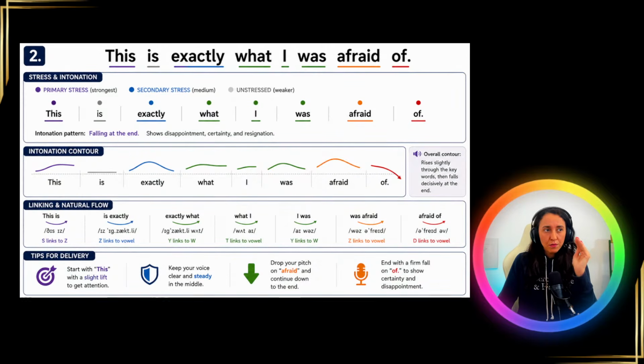So we have a little bit of rising, afraid of. It rises and then it falls, okay? And she is emphasizing exactly.